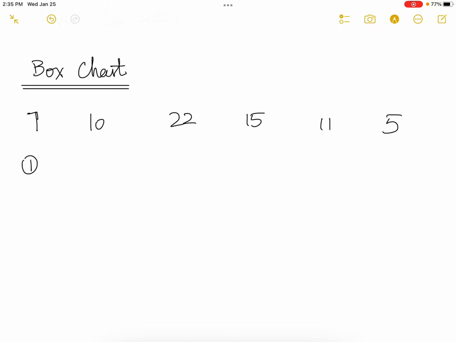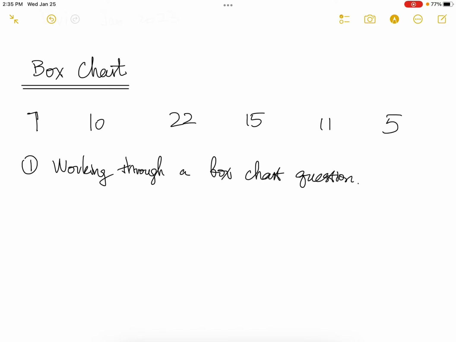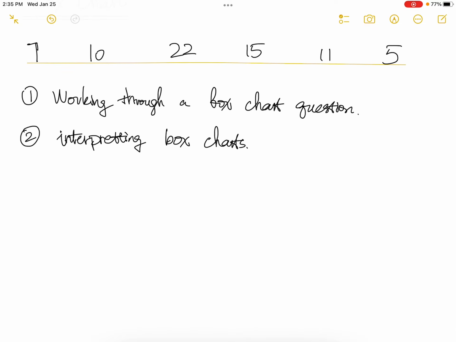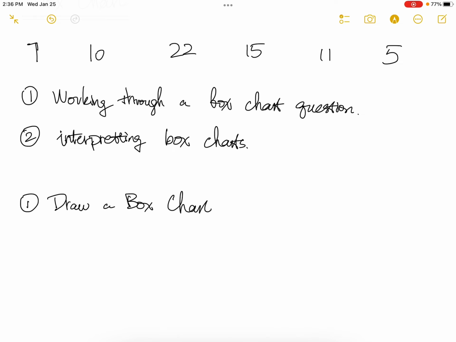One, we'll talk about working through a box chart question. And then two, we'll talk about interpreting a box chart. Okay, so let's do the first part here. So first, let's talk about drawing a box chart.